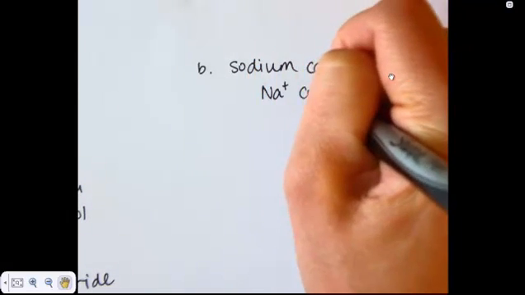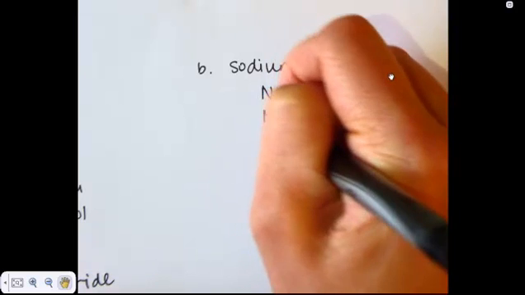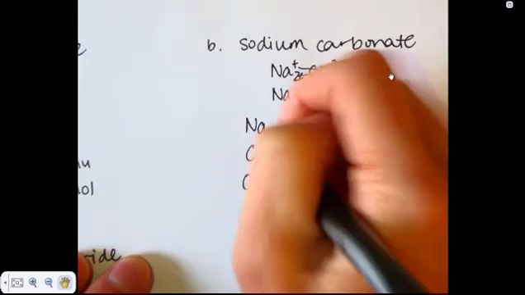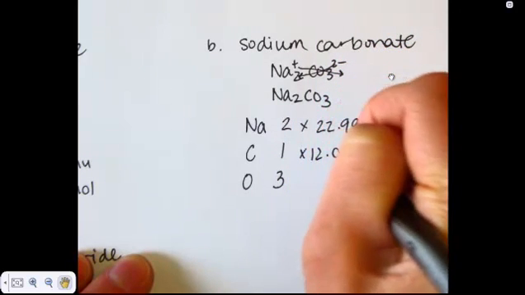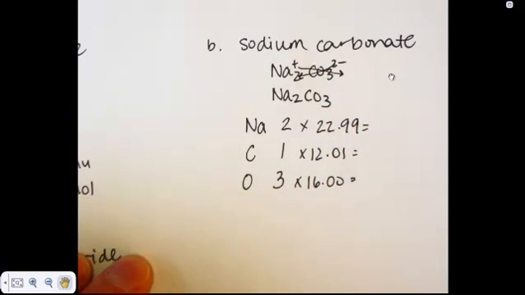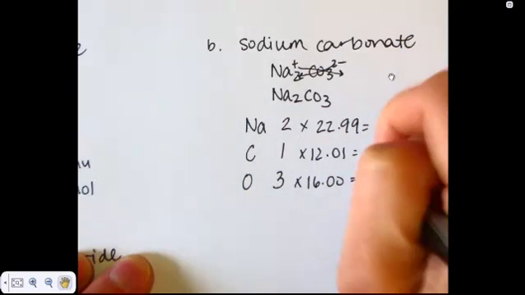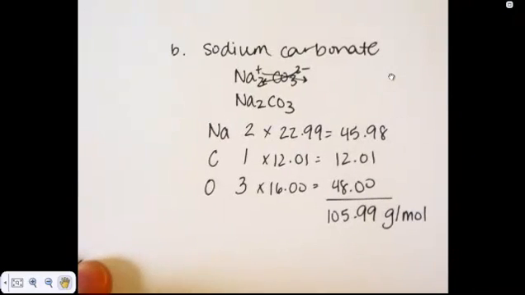Letter B, sodium carbonate. The formula for this one is a little bit trickier. Here are the two ions that go into this ionic compound. Cross the charges, and you get Na2CO3. Make a list. Remember that carbon and oxygen are two separate elements. We're going to list them separately. Write down how many of each times their molar mass. We'll multiply across. And add down. And there are your do now answers.